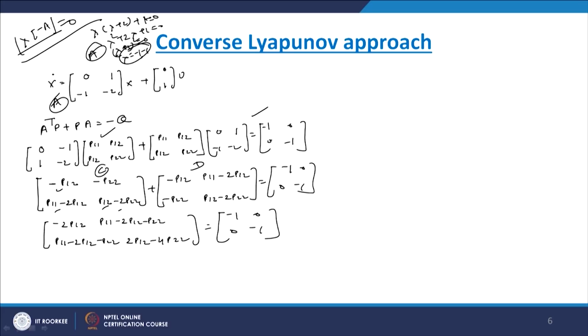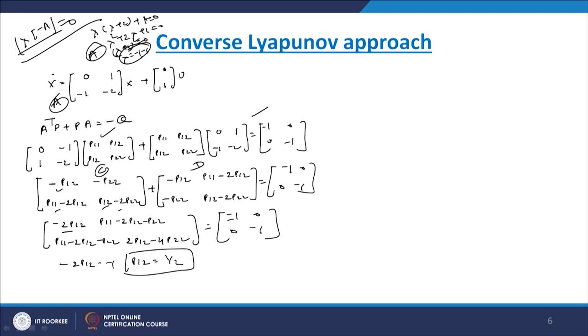So, we can get it as minus 2 times P12 equals minus 1. So, this equals this, and what we will get is P12 equal to 1 by 2. Now, we have got P12. What we want next is P22, so here what will we get?